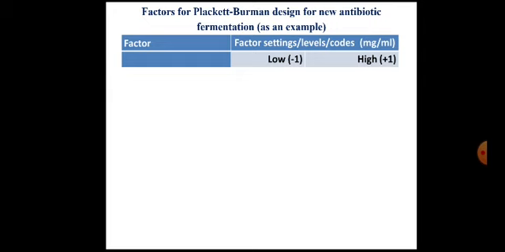Factors for Plackett and Burman design for a new antibiotic fermentation. Now, these are the factor settings. This is just an example. In the first column, factors are mentioned. In the second column, factor settings are mentioned. Sub columns mention low concentration and high concentration. The low concentration can be abbreviated as L and the high concentration as H, or some books describe them as -1 and +1 respectively.